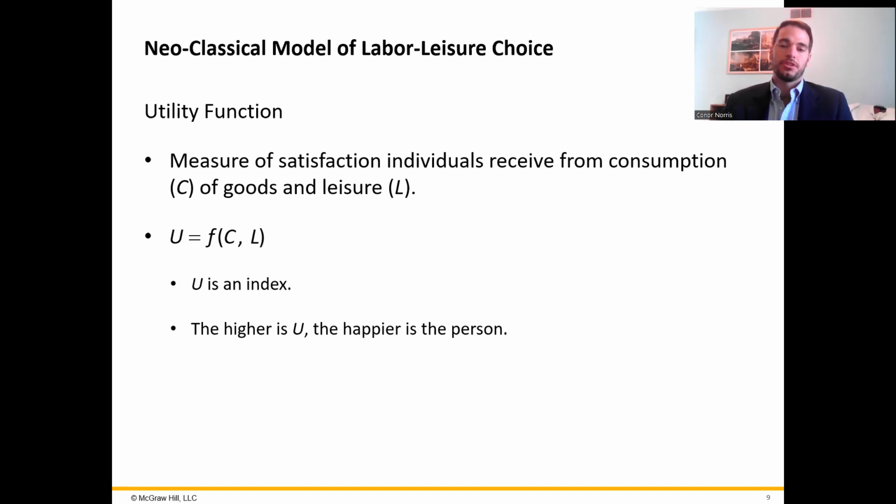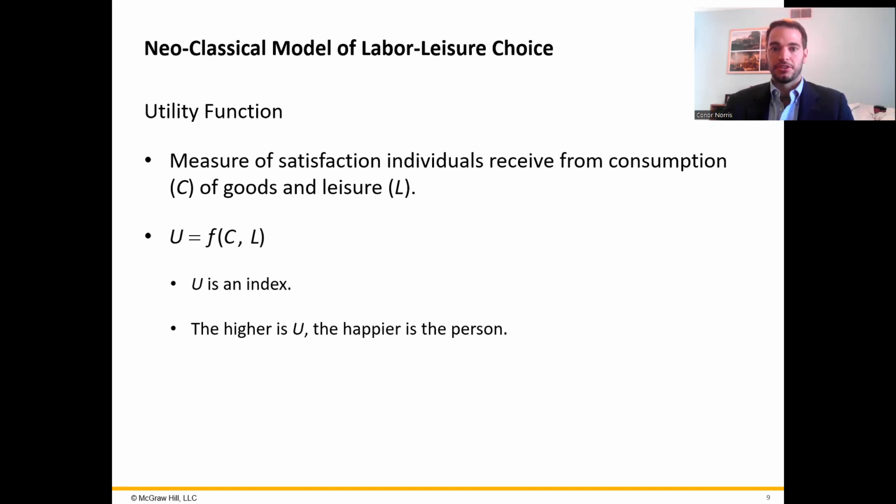And because we're only talking about the decision to work and the decision to not work and how many hours to work, we really just care about if they're working or not. So we're going to use the equation U equals f of C and L. Looks really weird. This is our basic utility function. It says that you can create an equation, that's what the f for function means, that shows how consumption and leisure contribute to utility.